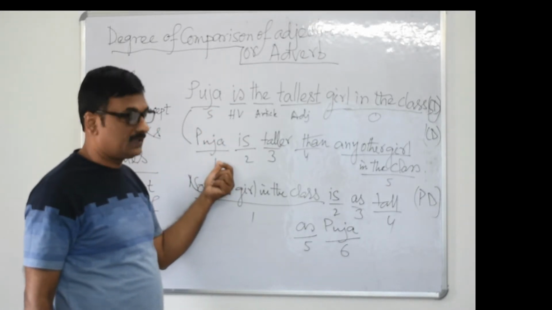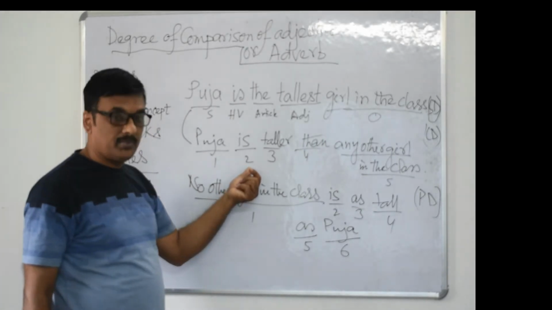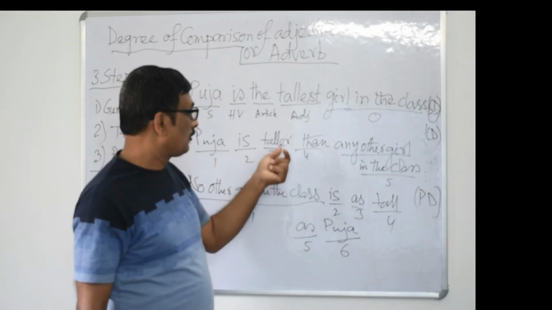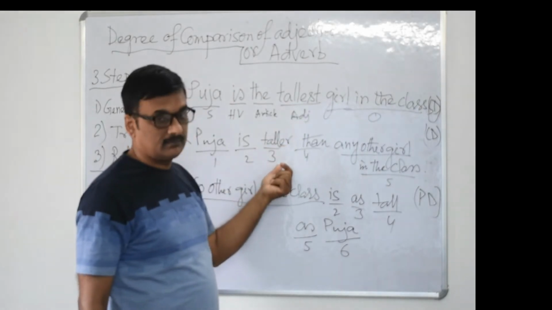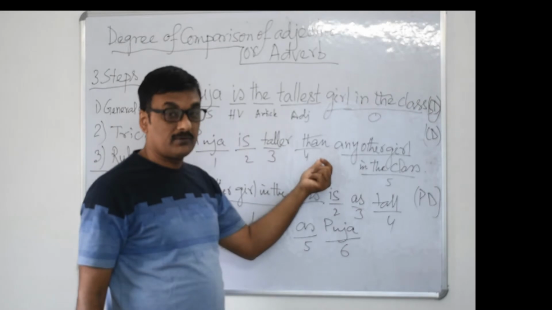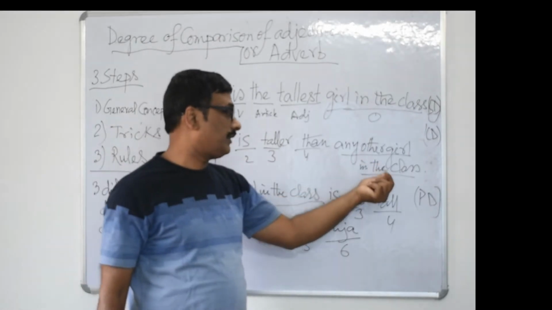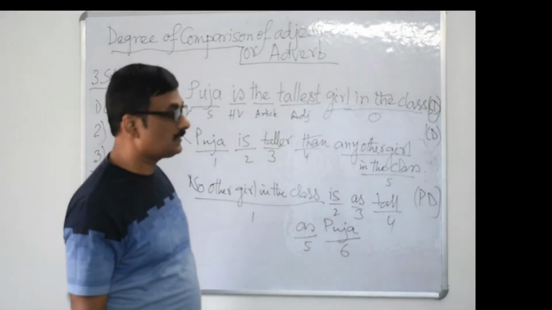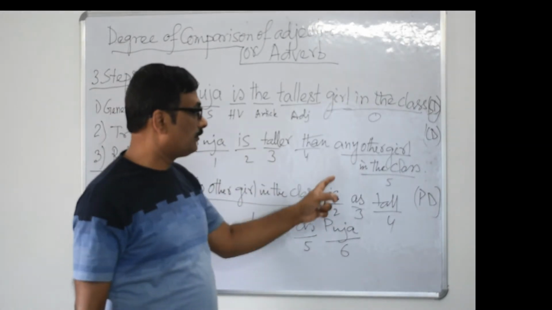In comparative degree, the subject of superlative remains the same. So the subject Puja is used. Number 2, the helping verb is used. Number 3, the comparative form of adjective, that is taller, is used. Number 4, than is used, and number 5, the object is used. And in what form?